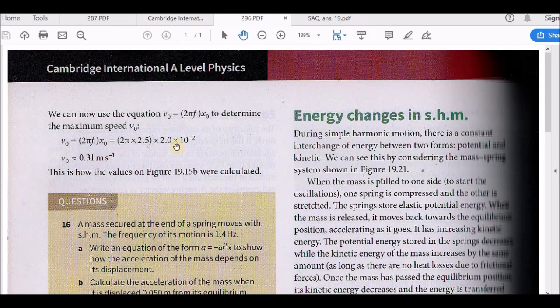Okay, so this is also an important equation. v naught is equal to omega x naught, you have to remember that also. Then 2 pi f, you can use that.